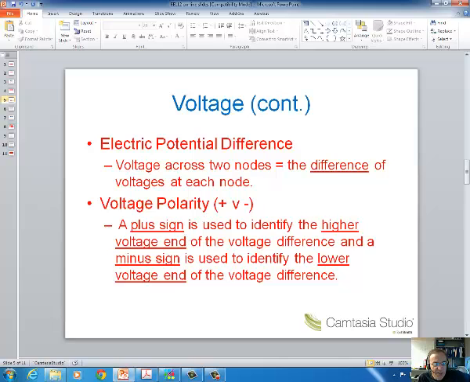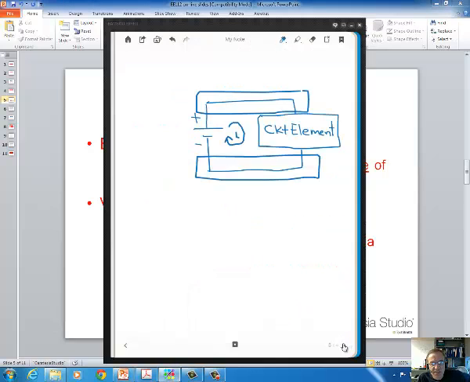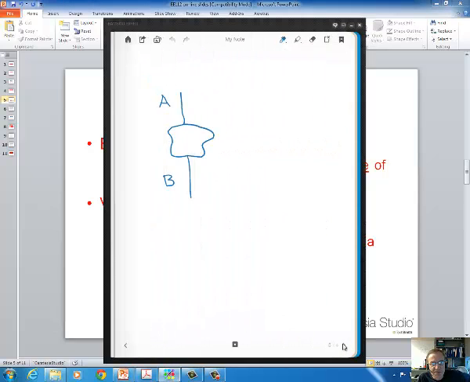So we use the plus to indicate the higher voltage end of the voltage difference, and we use the minus to identify the lower voltage end of the voltage difference. So, as an example, let's say we just have something. This could be any type of circuit element in a circuit, and it's connected to two nodes. I'm calling this node here node A, and this node here node B.